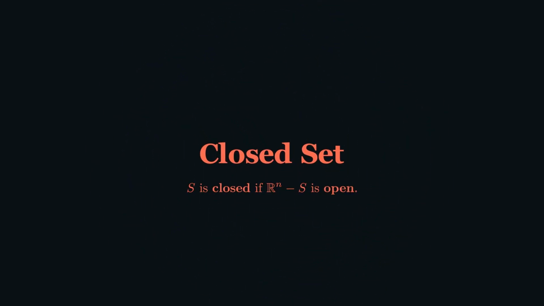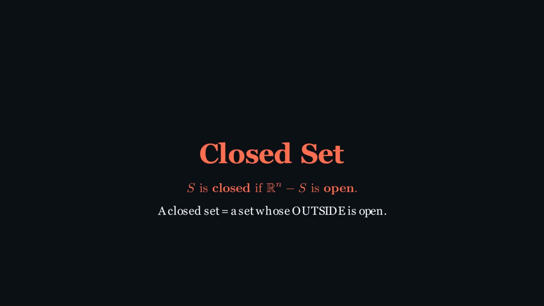Definition 3.12. A set S in Rn is called closed if its complement, meaning Rn minus S, all the points that are not in S, is open. So a closed set is just a set whose outside is open. The stuff that's not in the set has breathing room. Let's check our favorite example.